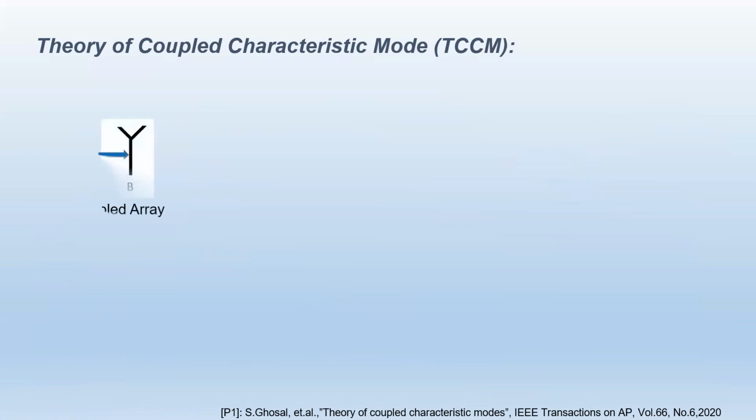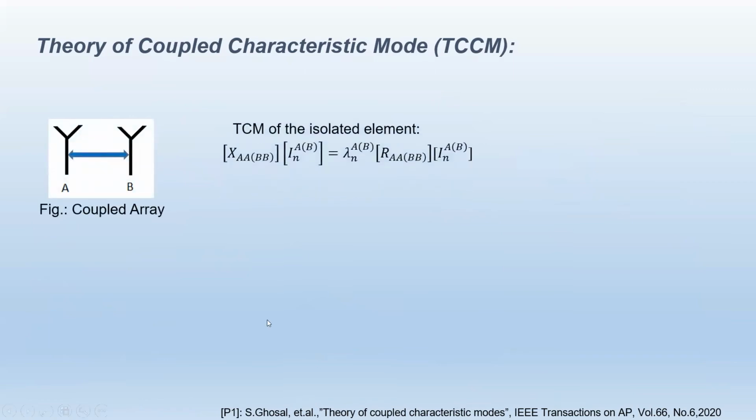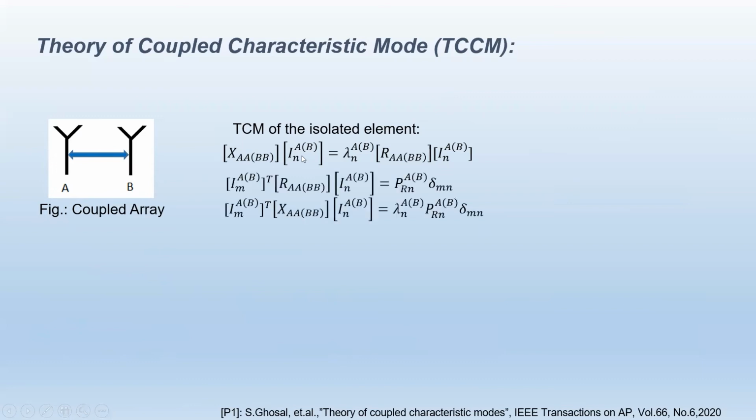If there is a coupled array like this, let's consider two elements for simplicity. Each individual element has certain characteristic modes like this. Now let's consider each element is discretized with n by n matrices. So this is an n by n problem, where each eigenvector can be defined using this orthogonality relation. Since it's an n by n matrix, the complexity using normal techniques like Gaussian elimination will be of order n cube.